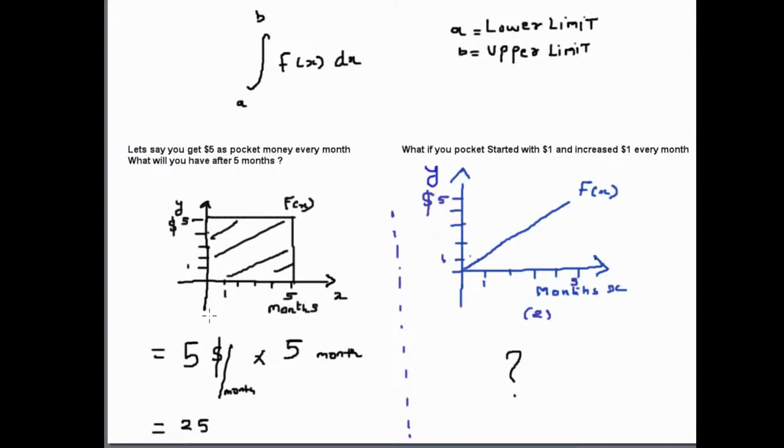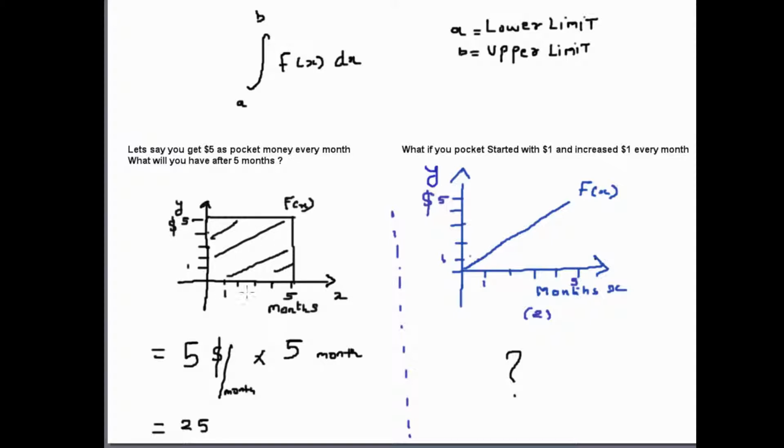Now you can draw two axes, so one is the x-axis and one is the y-axis, and you can divide these axes into months and dollars. So x-axis has months 1 2 3 4 5 and y-axis has dollars 1 2 3 4 5. All right, now if you get $5, which is right about here, so you draw a straight line every month till you get 5 months. If you actually connect these two dots, then you're going to get these rectangles.